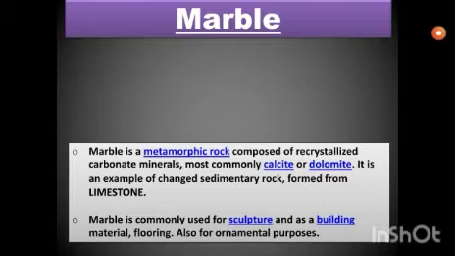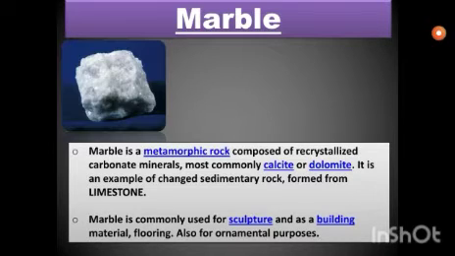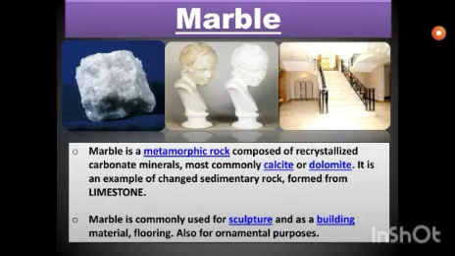Marble. Marble is a metamorphic rock composed of recrystallized carbonate minerals, most commonly calcite or dolomite. It is an example of changed sedimentary rock formed from the limestone. So limestone, due to pressure and heat, gets changed into marble. So due to the process of metamorphism, which we studied earlier, it leads to the formation of the metamorphic rock called marble. Marble is commonly used for sculpture and as building material or for flooring purposes. Also, it is sometimes used for ornamental purposes too.